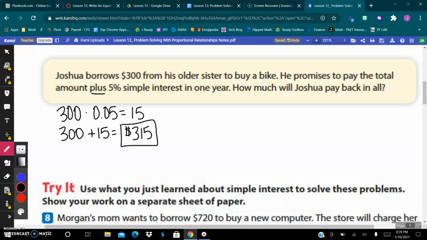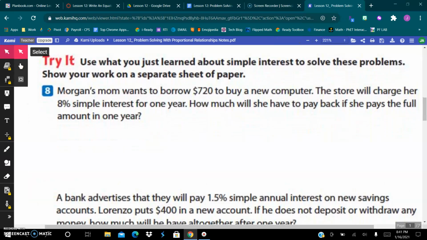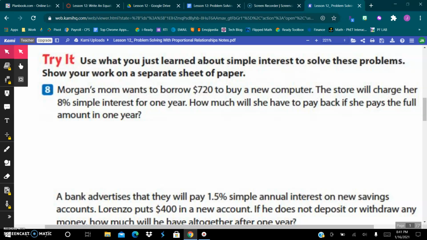Now, the second way is he's got to pay all of his $300 back. So that's 100%. He's got to pay everything plus an extra 5%. So he's actually got to pay 105% for this bike. So we could do 300 times 1.05 because that would be 105% as a decimal. And when we do 300 times 1.05, we would get $315.